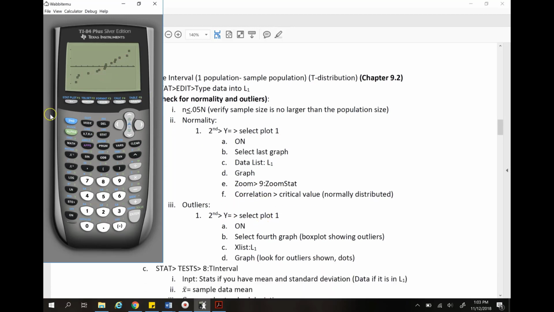Then to check for outliers, go to second y equals. Want the plot on. Now we're clicking the fourth graph. You can see that there's dots. That means it's going to show us outliers. And hit graph, and you can see we have no dots. If you want to try your zoom, you can hit number 9. Again, there are no dots. These dots on the side just represent your y-axis.